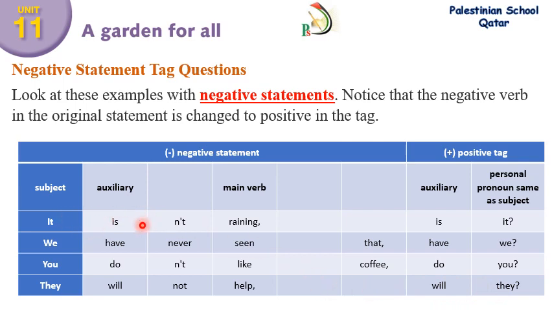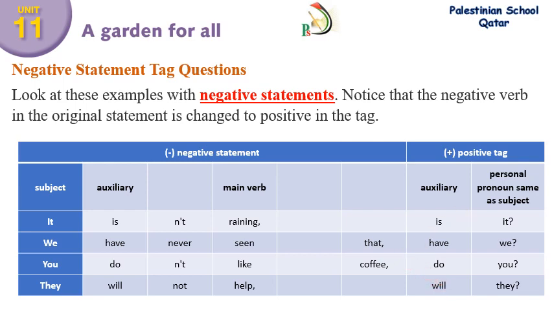Look here, it's not raining, negative statement. Is it? Without not, positive tag. Have we? Positive tag, without not. Do you? Without not. Will, without not. Negative statement, have and not. They will not help. Will they?